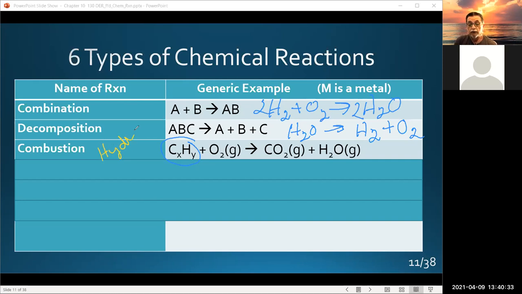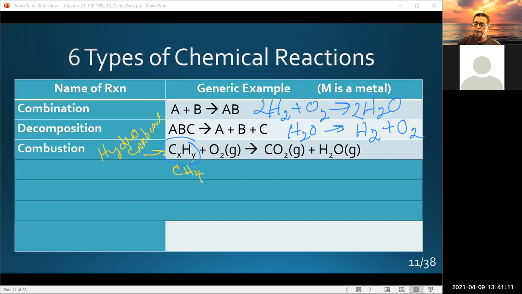Hydrocarbons. That's what these are. These are compounds that are made up of nothing but carbon and hydrogen. The minimum X and Y are whole numbers. The minimum value for X is 1 carbon, and the minimum value for Y is 4 for hydrogen. So the smallest hydrocarbon we have is methane, 1 carbon.